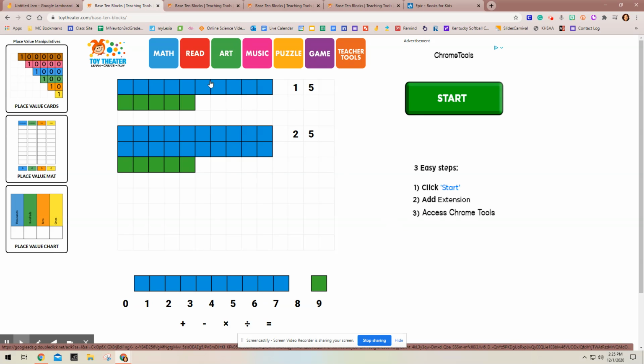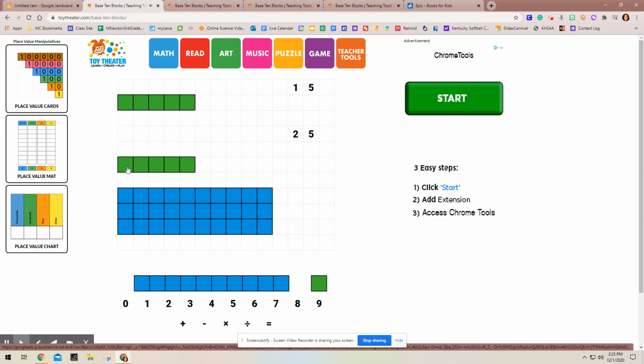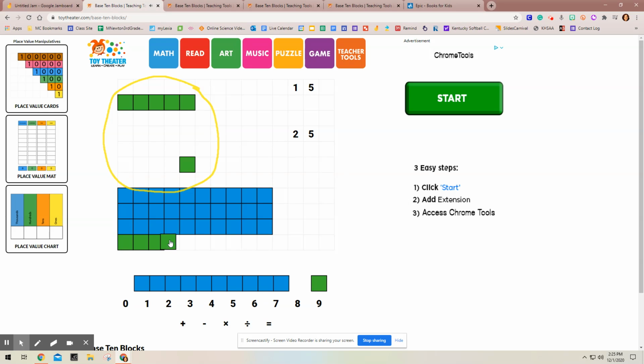Now I'm going to add them together. Here's 1 10, 2 10s, 3 10s. So there's 30. Now I've got my ones left to go. I'm going to group those together. So here's 5, and 5. Then 6, 7, 8, 9, 10. By taking those 2 5s and grouping them back together, that gets you a 10. So look, you had 15 plus 25, and that got you 4 groups of 10, which is 40.